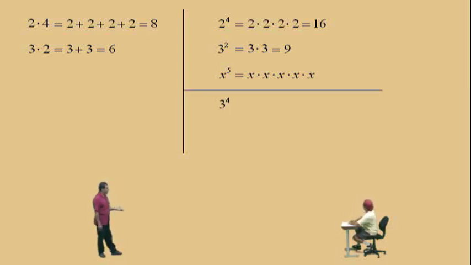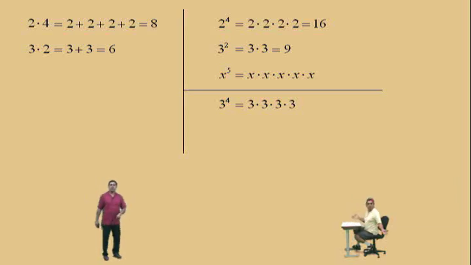Now, let's look at 3 to the 4th power, Charlie. What does it mean? 3 times 3 times 3 times 3. Now, how do we calculate 3 times 3 times 3 times 3? Well, some people just go 3 times 3 is 9, 3 times 9 is 27, and 27 times 3, well, then you get stuck. But we're going to bust out some kung fu.